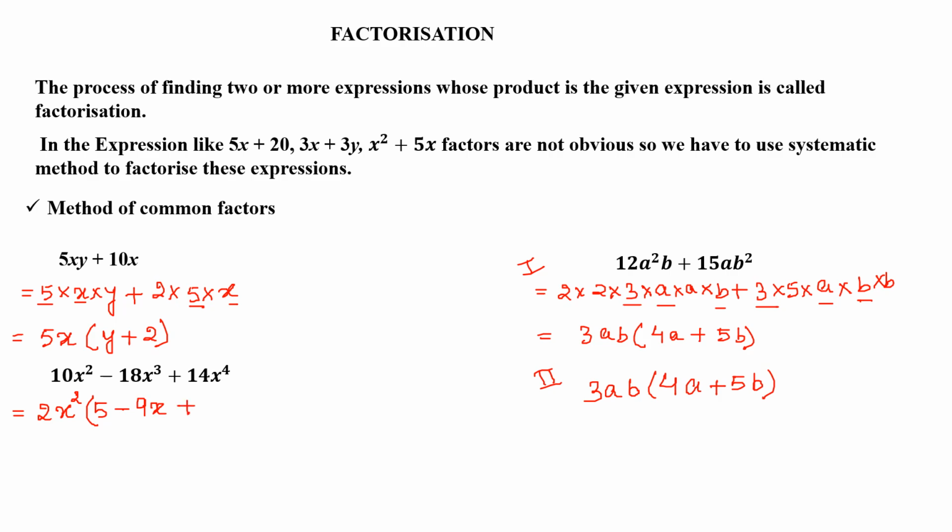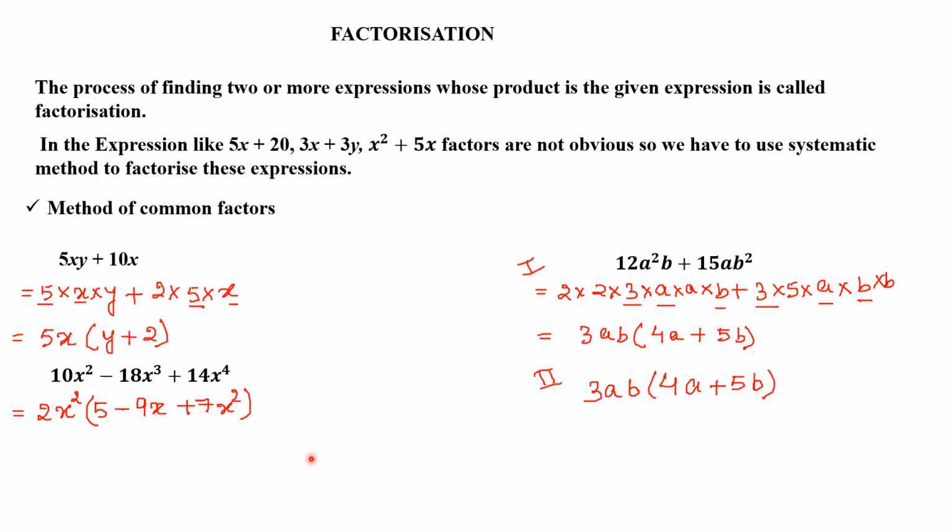And the next is 14. So 2 times 7 will give me 14, and x square you have taken common. And in the third term it is x to the power 4. It means x square is still left. So this is the factorization of the given algebraic expression.